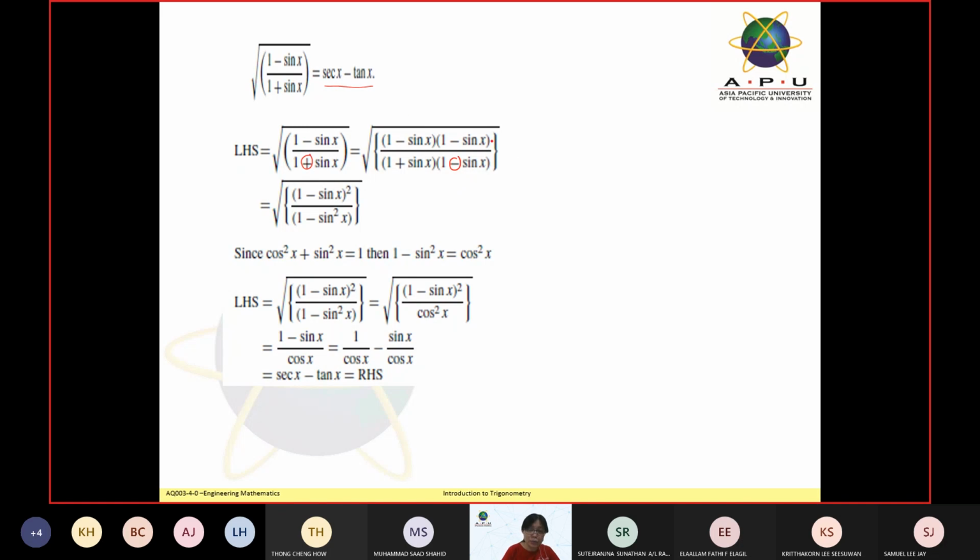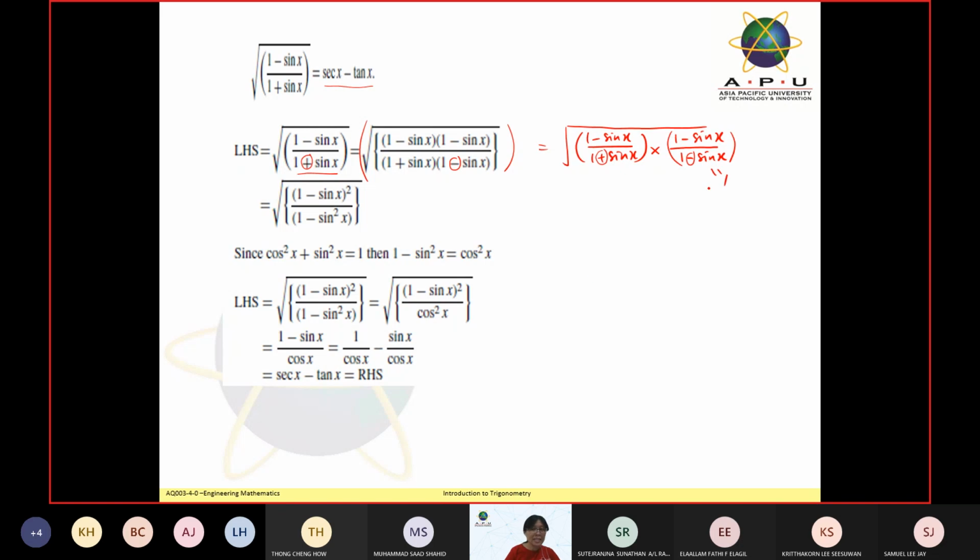Can you see what we are doing here? I'm taking 1 minus sine x over 1 plus sine x, which comes from here. Then I multiply by 1 minus sine x. Why can I take this minus? Because of the conjugate. This is a plus, so here will be the minus. The top is also the same thing. So when the bottom and the top are the same, that means this is actually equal to 1.